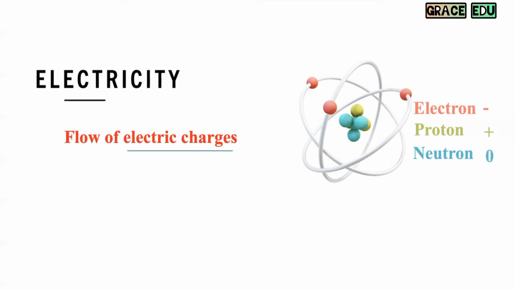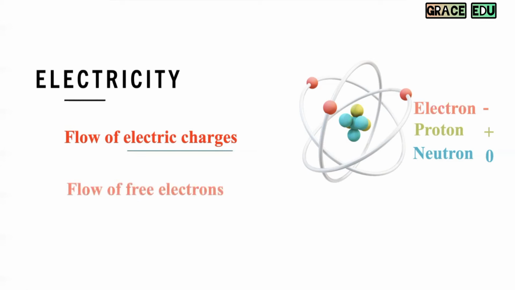Electrons in an atom can act as charge carriers because every electron carries a negative charge. If we can free an electron from an atom and force it to move, we can create electricity. So, we can define electricity as the flow of electric charges or the flow of free electrons.